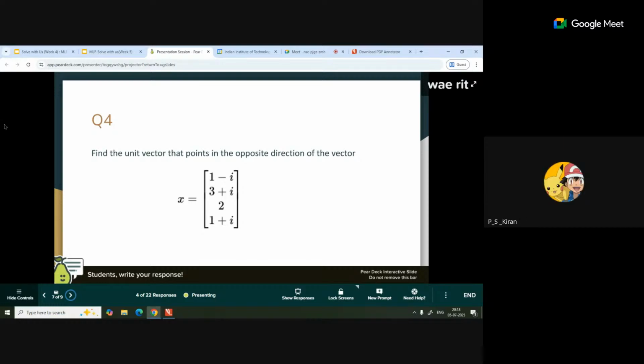So what's the solution for the third one? The third one is not orthogonal, because the dot product between those two vectors was coming as 2. It should be coming as 0. So the answer to that question was no.